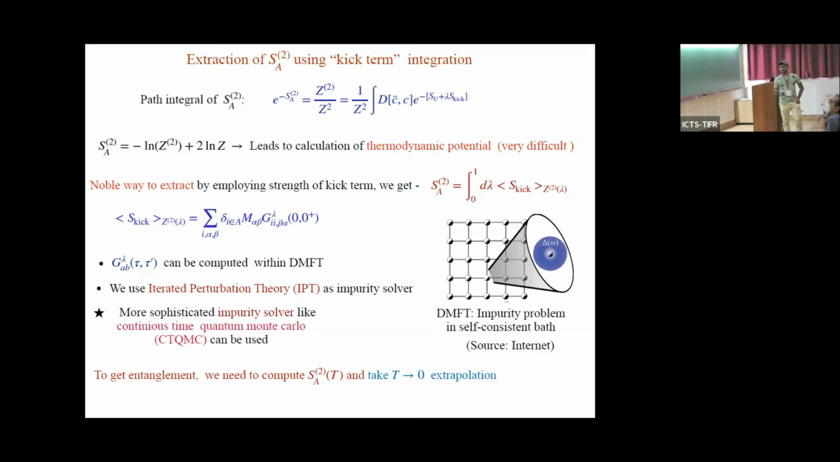So now you have to solve this dynamical mean field theory in non-equilibrium. Of course, you have to do imaginary time discretization: you discretize the action in imaginary time and calculate numerically. So you can't strictly do the calculation at T equal to 0, that means beta, the inverse temperature, infinity. For that you have to calculate the finite temperature second Renyi entropy, and to get the entanglement you have to extrapolate to T equal to 0.